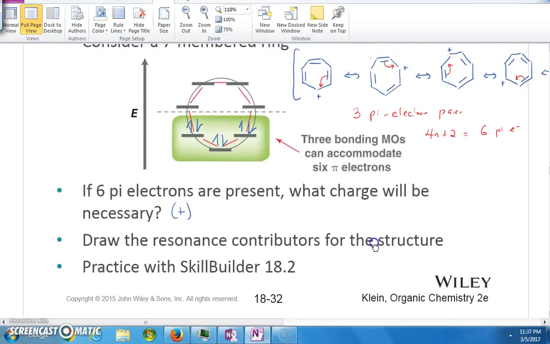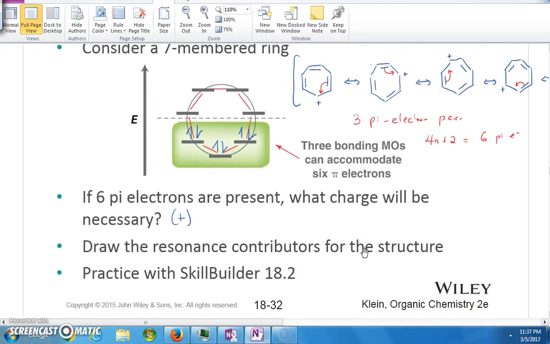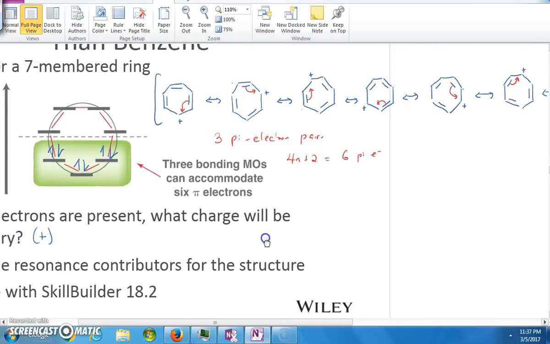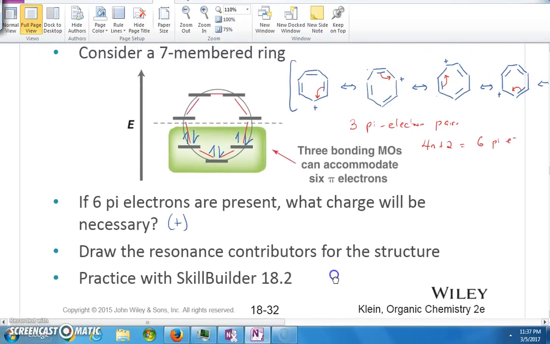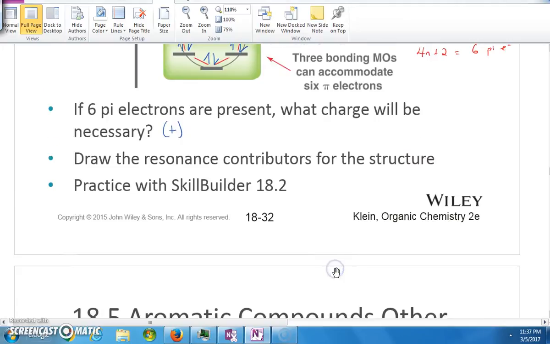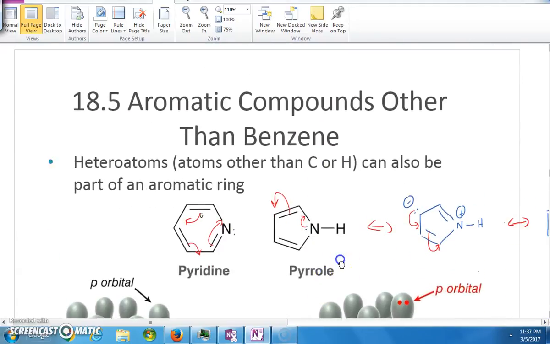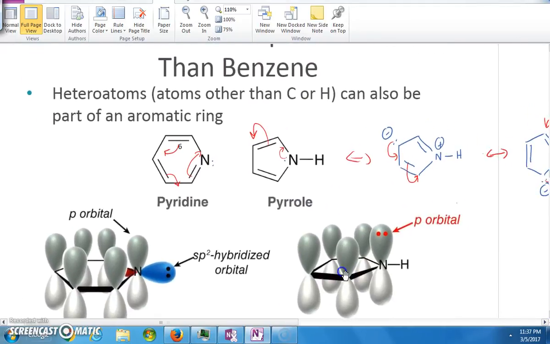So even though it has a positive charge, it still has 6 pi electrons, and you can see how we can delocalize the pi electrons all across the ring. There is a continuous overlap of unhybridized p orbitals, and that makes the cation very, very stable because it's aromatic.